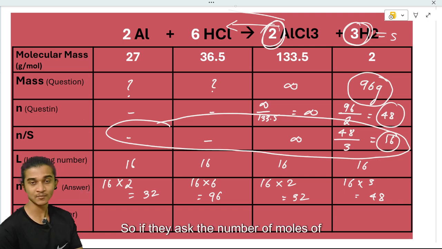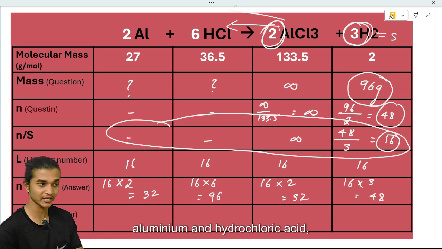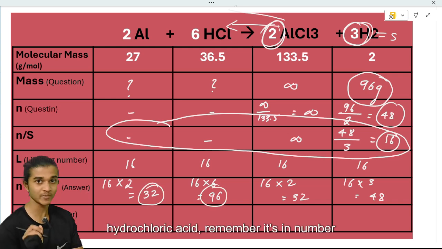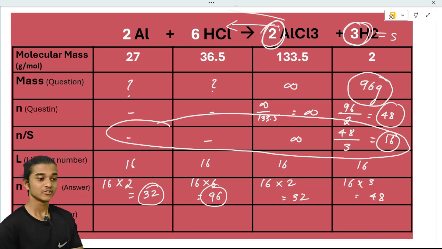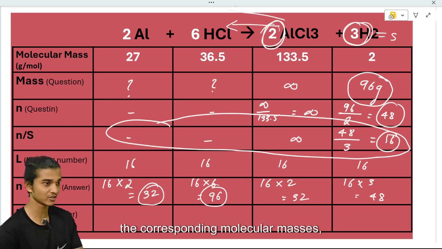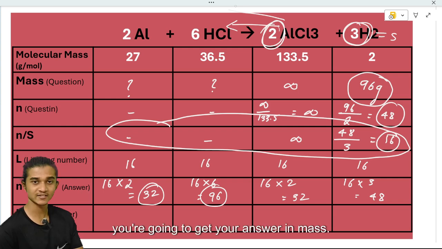So if they ask the number of moles of aluminum and hydrochloric acid, it is 32 moles of aluminum and 96 moles of hydrochloric acid. Remember, it's in number of moles. So if they ask directly in mass, or they want to know the answer in terms of mass, just multiply the number of moles with the corresponding molecular masses, and you're going to get your answer in mass.